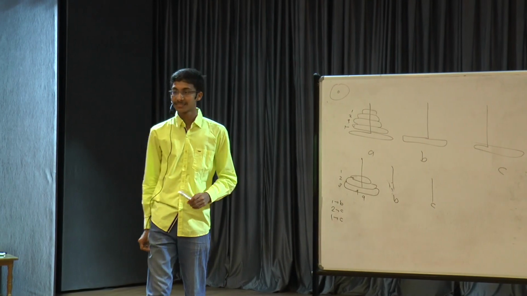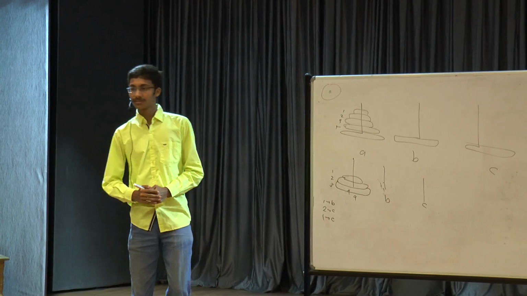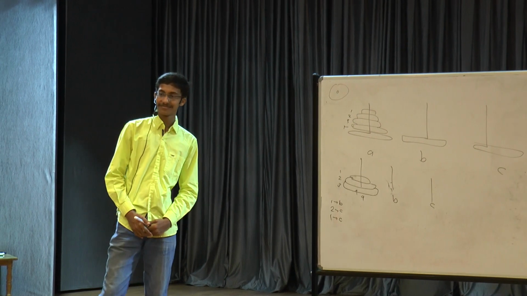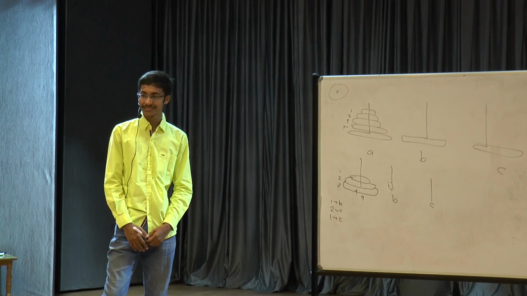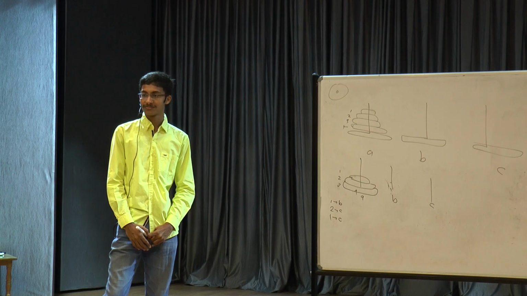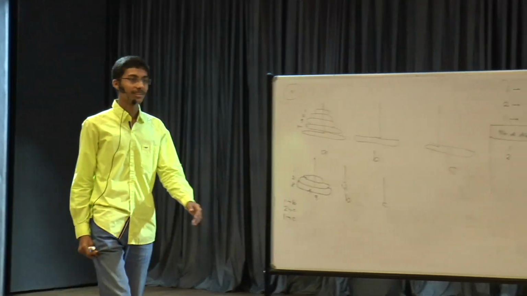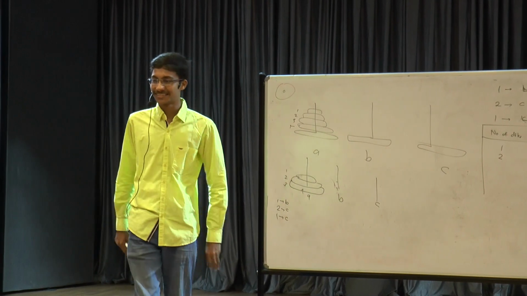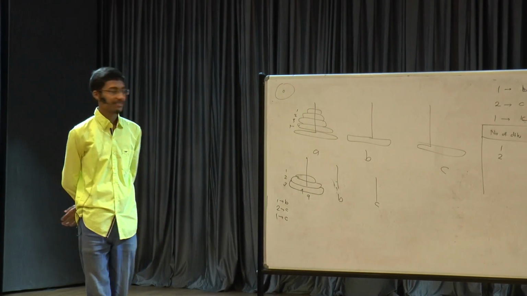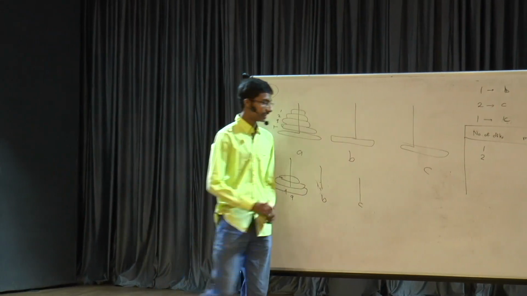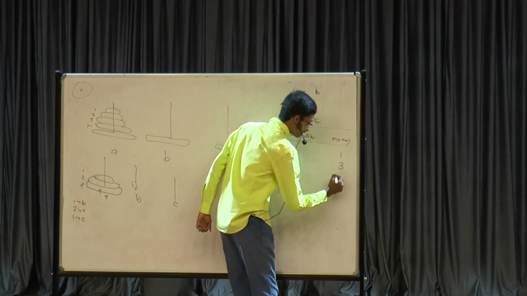You move 1 to C, then 2 to B, 1 to B, 3 to C, and then 1 to A, 2 to C, 1 to C. He's on the right track. Okay. Right. So the answer for 3 is actually going to be 7.